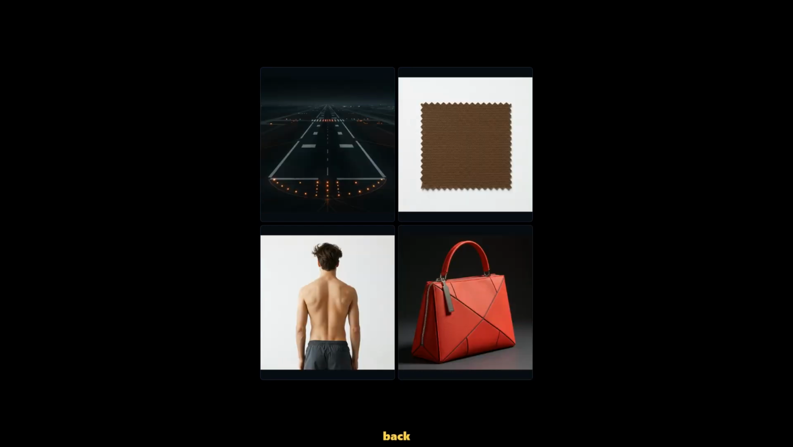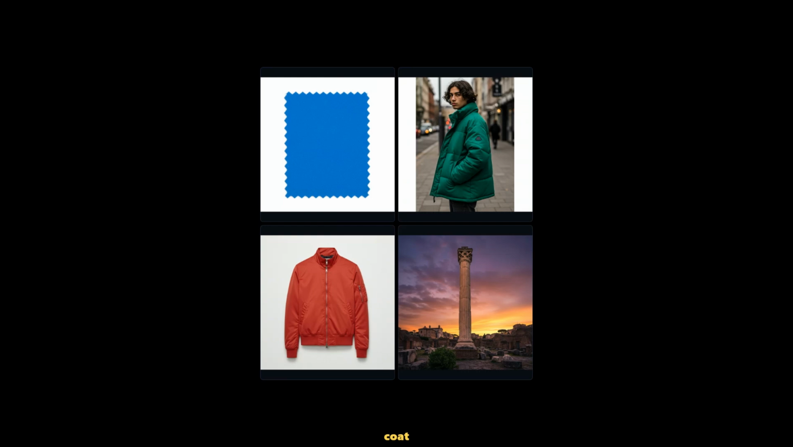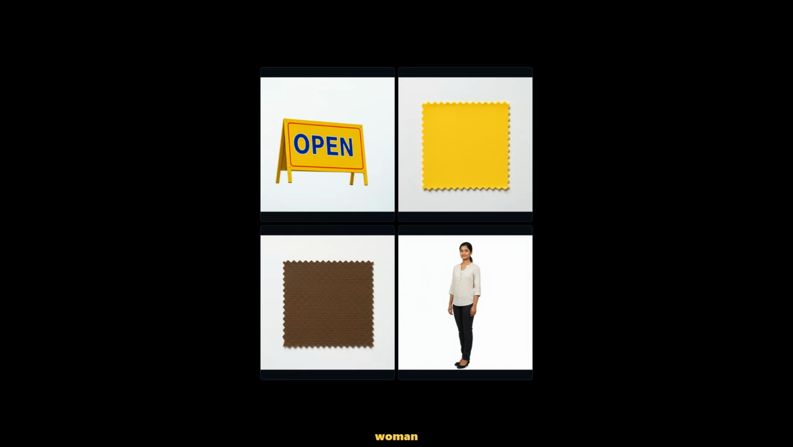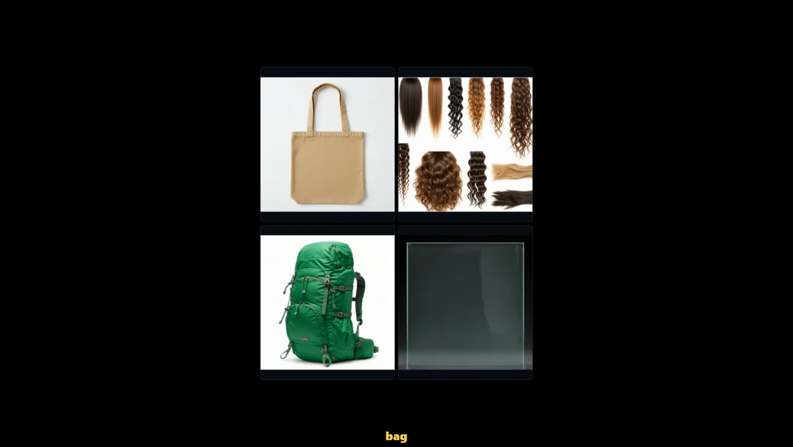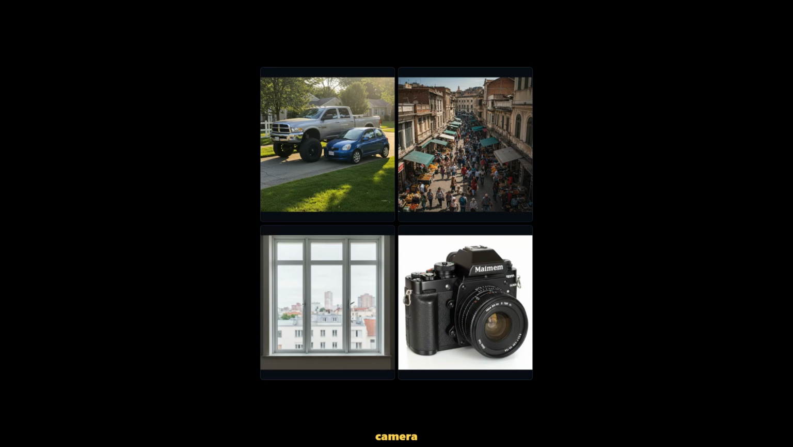Back. Here is a man's back. Hair. This is women's hair. Coat. The man is wearing a green coat. Woman. The woman is standing and looking at the camera. Bag. Here is a brown bag. Young. The woman is young. Camera. Here is an expensive camera.